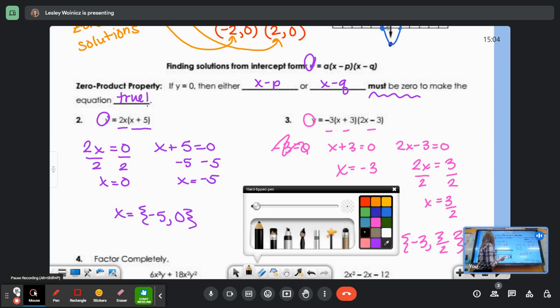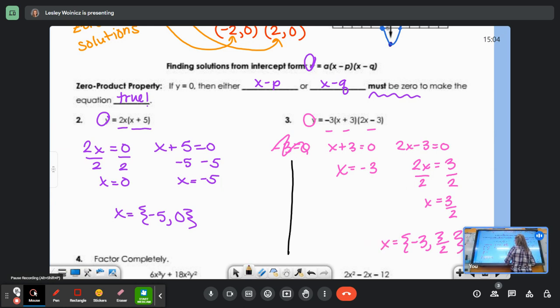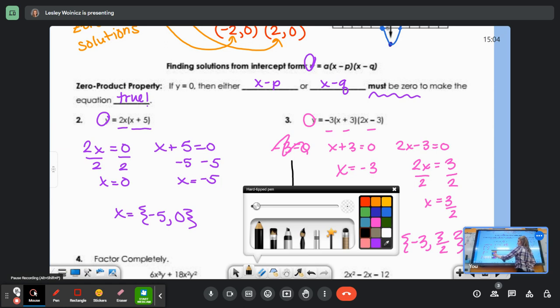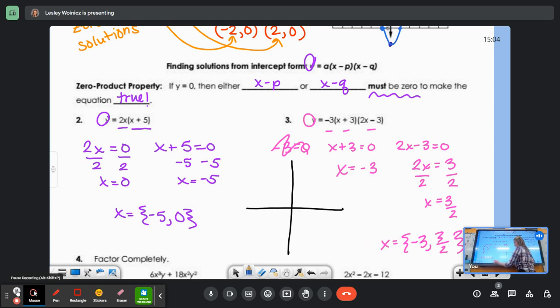And if I were to see what this looked like graphing on Desmos, which you will be able to use for the EOC, I have one root at negative 3 right here, and the other one is at 3 halves, which is 1.5 right there. My a value was negative 3, so this is going to open down and be stretched. So it's going to be very steep and go like this.